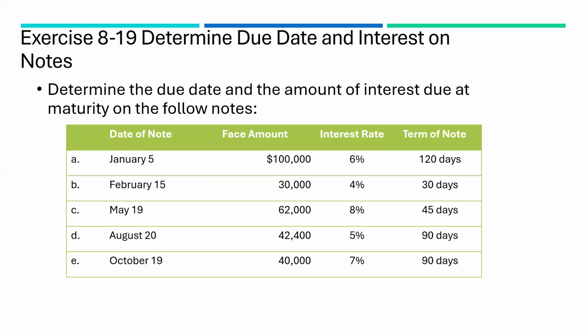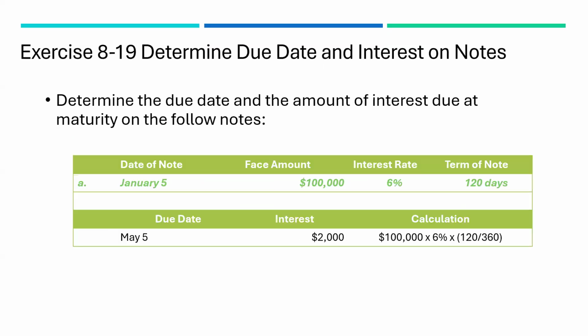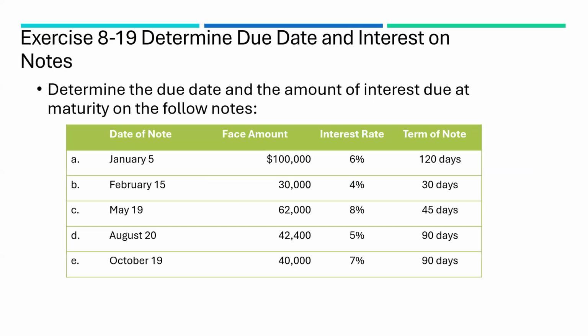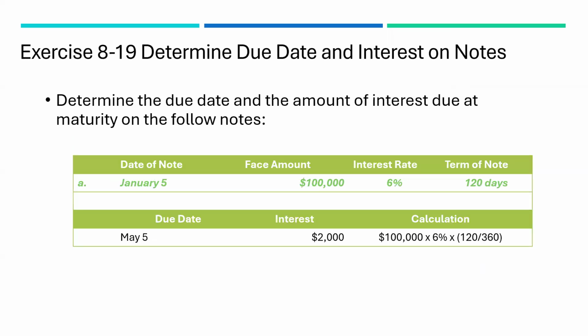And now we're going to do some determining of the due dates on these notes. So we have January 5th. The term of the note is 120 days. Also we'll determine the due date and the interest due at maturity. And this is exactly like the homework video that I posted this morning, which has one exactly like this.